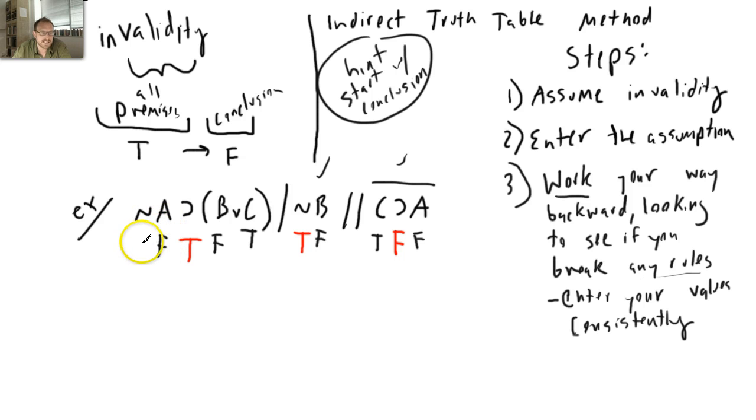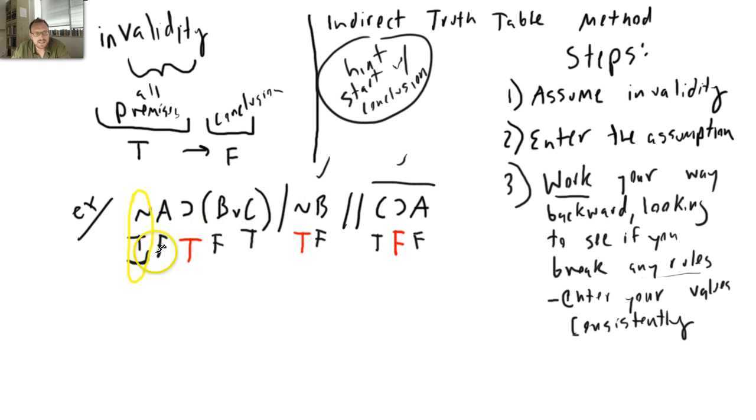If A is false, the negation of it's true, right? Okay, so if the negation of this line is true, and maybe here we can put a little, right? So here is the main operator. If the negation of this is true, then in order to maintain my assumption here, because this depends upon this being true, if this is false, then it fails. So let's go back to our assumption. Let's just see if we break any rules.